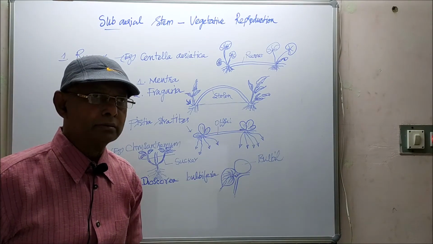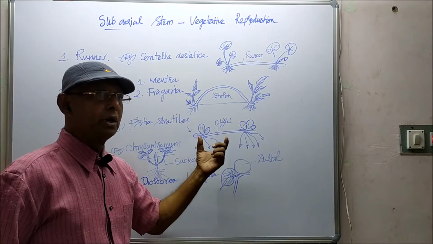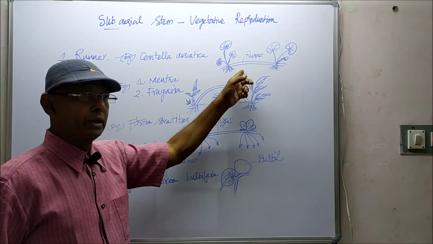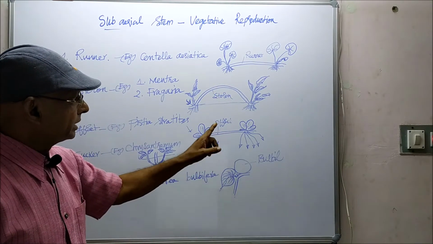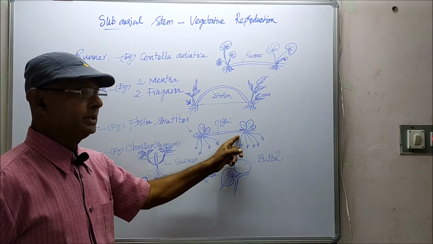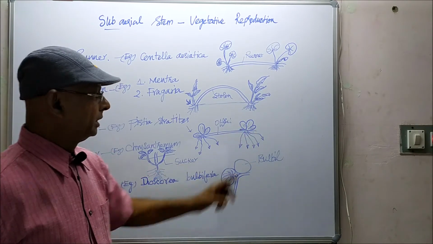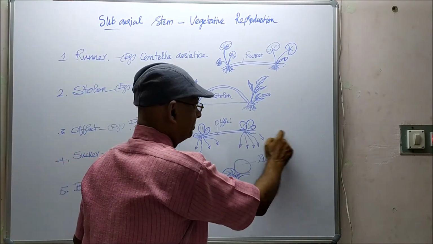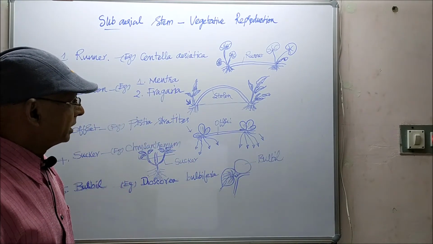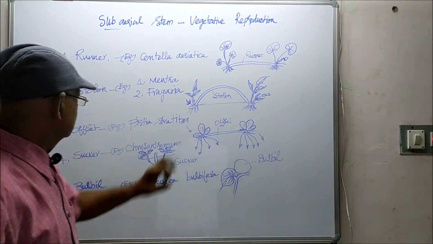Runner is a long lateral branch. Offset is a short and stout lateral branch. Runner is produced in terrestrial plants, but offset is produced in aquatic plants. Offset also will grow on the water surface, and after some distance, it produces a new young plant. Like that, the offset will be produced on the water surface in all directions and produce new young plants.